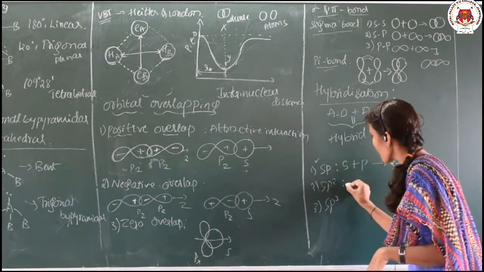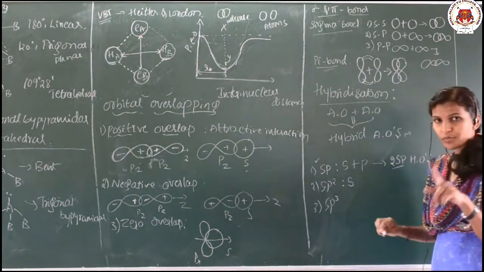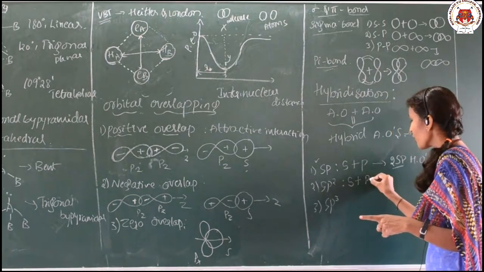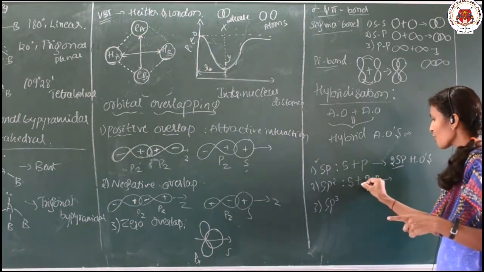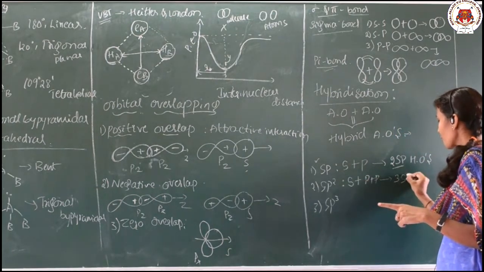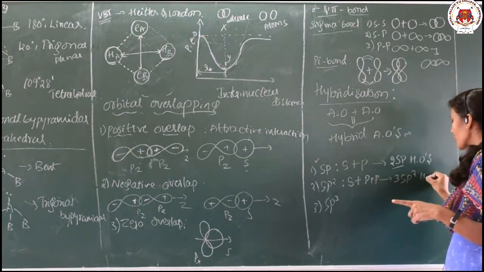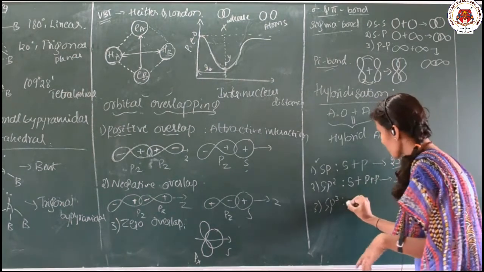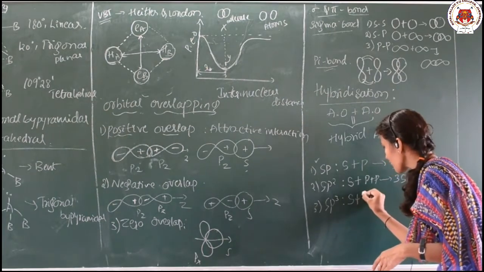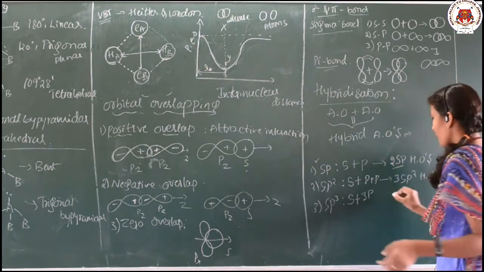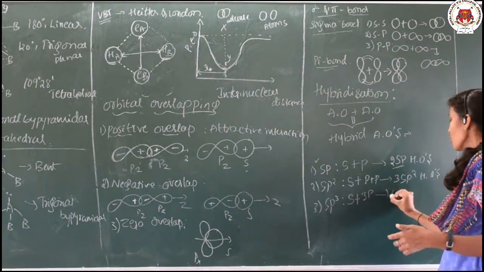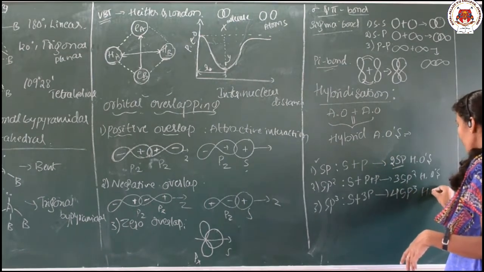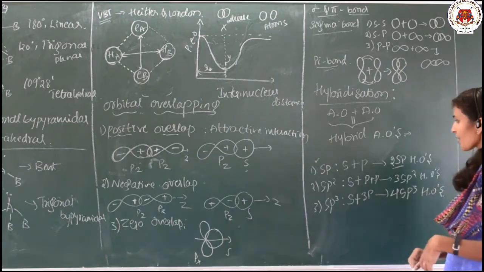In case of sp2, one s orbital and two p orbitals combine with each other, and 3 sp2 hybrid orbitals are going to form. In case of sp3, one s orbital and 3 p orbitals, either you can write it like that or split it, and totally 4 sp3 hybrid orbitals are going to be generated.